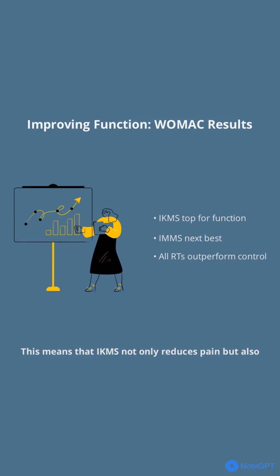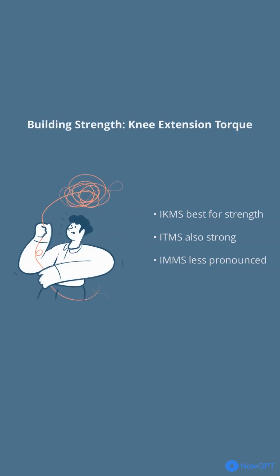This means that IKMS not only reduces pain but also helps patients regain better movement and independence in daily life. Muscle strength, especially in the quadriceps, is vital for knee stability. The study measured knee extension torque to assess muscle strength gains. Both IKMS and ITMS significantly improved strength compared to standard therapy, with IKMS showing the highest gains. IMMS also helped, but its effect was less pronounced. These findings highlight the importance of dynamic resistance exercises for building muscle strength in KOA patients.